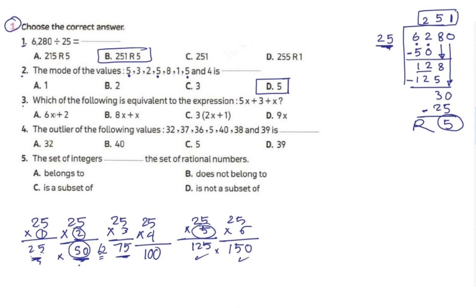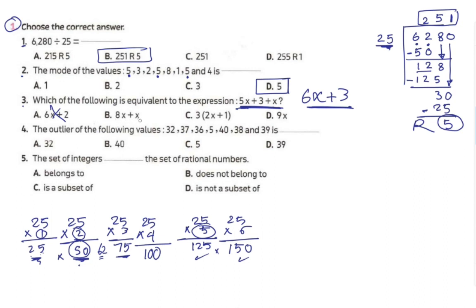Point number 3, which of the following is equivalent to the expression 5x plus 3 plus x? You note that we have like terms 5x and x. I can add them together, right? 5x plus x equals what? 5 plus 1. We have here 1x. 1x and 5x equals 6x and 3. Okay? Now, this expression is equivalent to this expression. Look here, you have no expression like this. We have 6x plus 2. I need plus 3, so it's false.